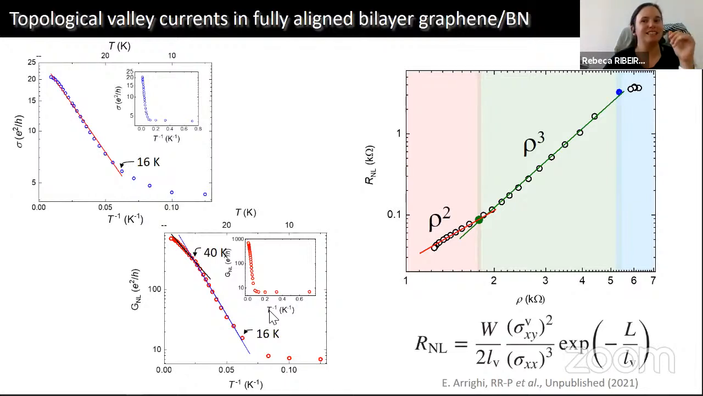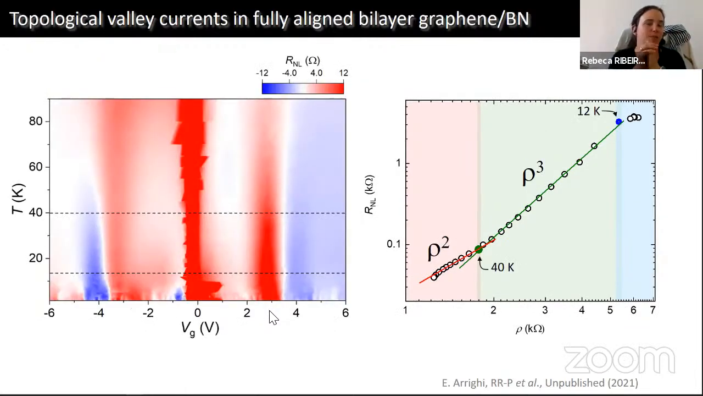What we can say about that is the following. If we plot just the temperature dependence of the non-local resistance in a very smooth map, and we also make very clear where our different regimes are, we observe two things. In the higher part, from 40 kelvins up, we do not really see any behavior that is strange to us. We only see a non-local resistance.